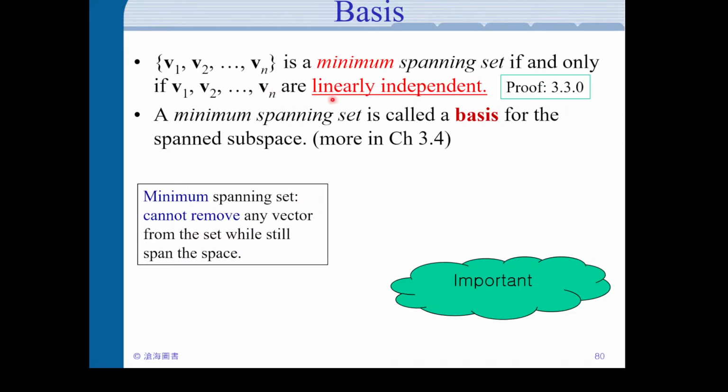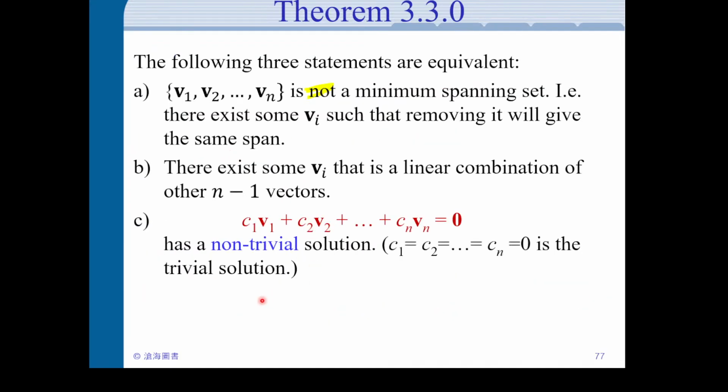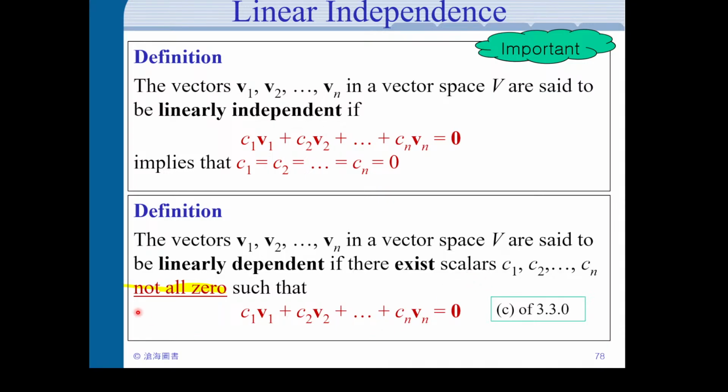And a minimal spanning set for your space or subspace is called a basis. Minimal spanning set means that you cannot remove any vector from your set and still span your space. Next chapter we'll be talking about basis, and we have the first and one of the very important theorems for basis: if you want to be a basis, then your vectors need to be linearly independent.